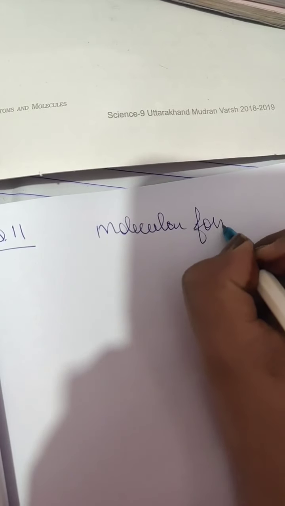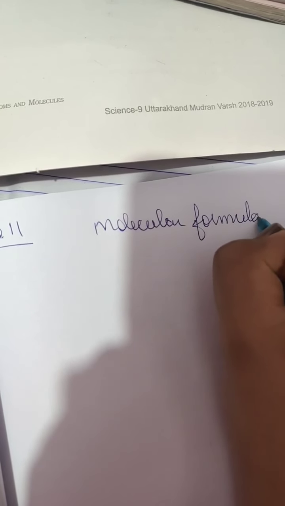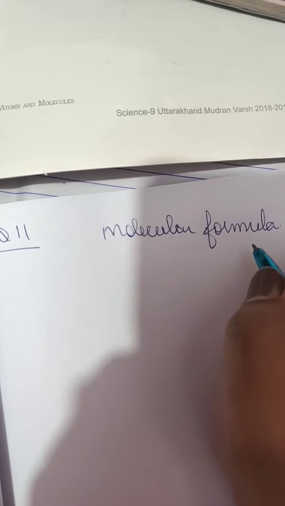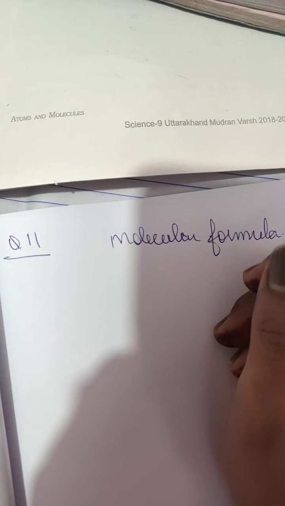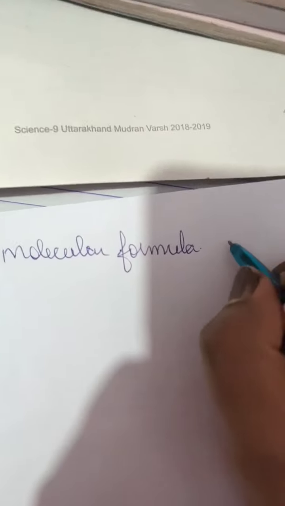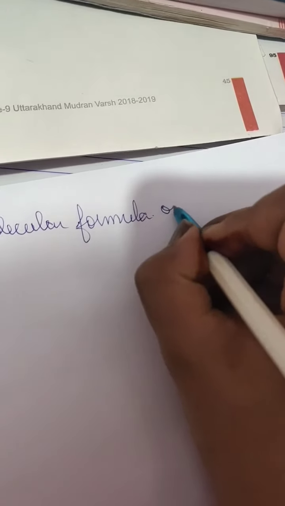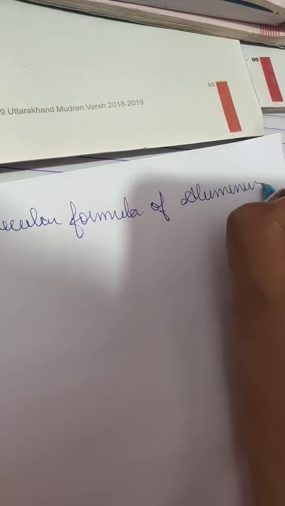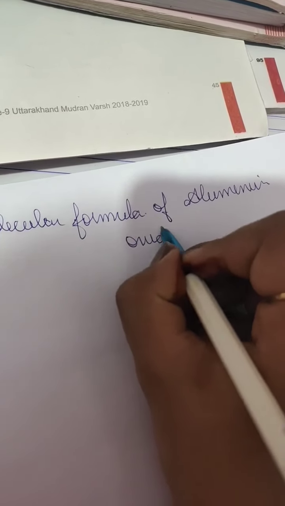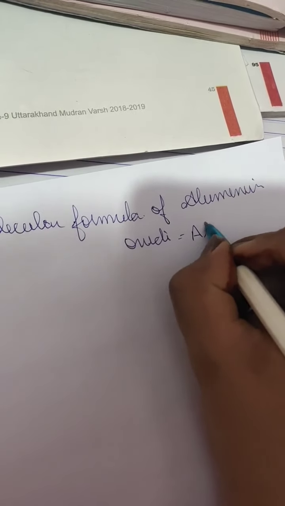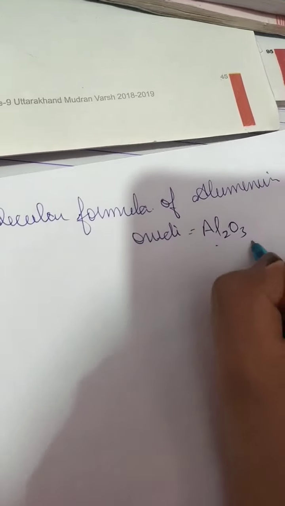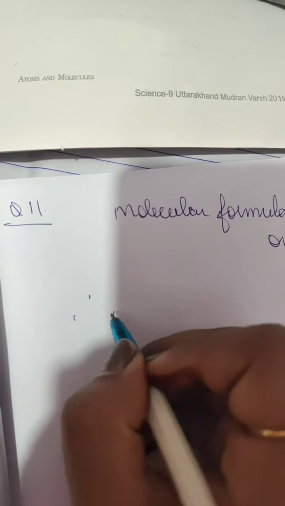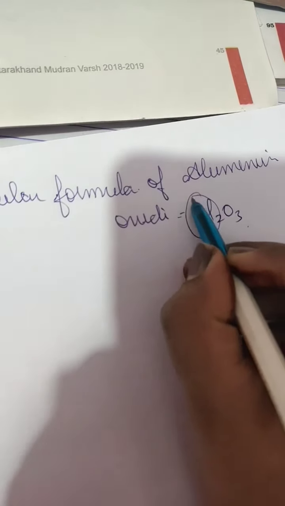and the molecular formula of aluminium oxide is Al2O3. Okay, so therefore the number of ions present in one molecule of aluminium oxide is Al2.